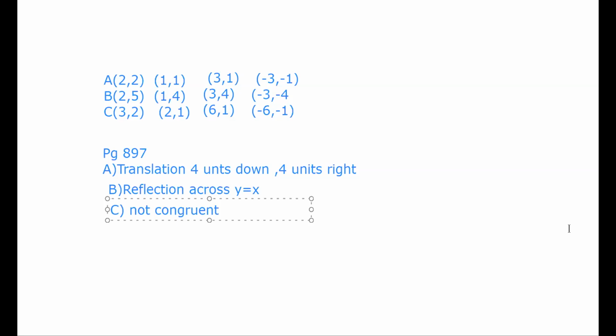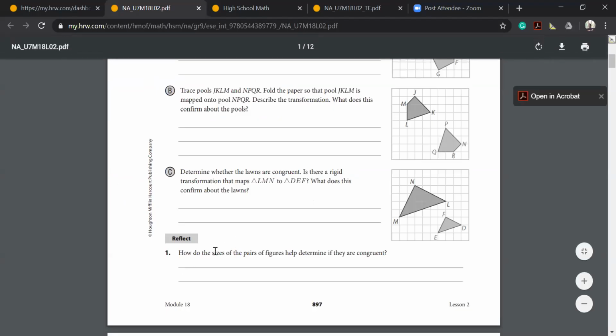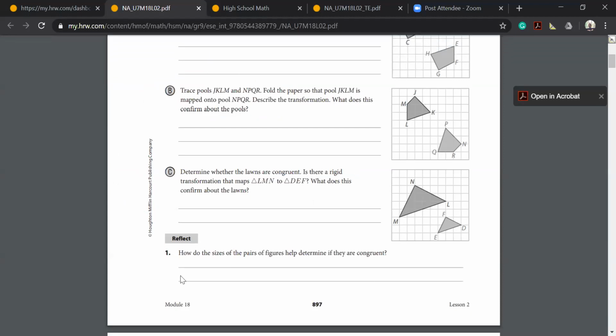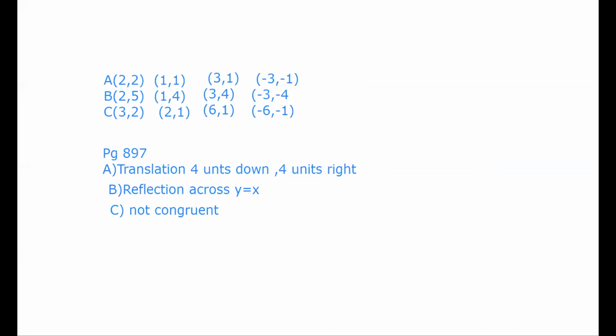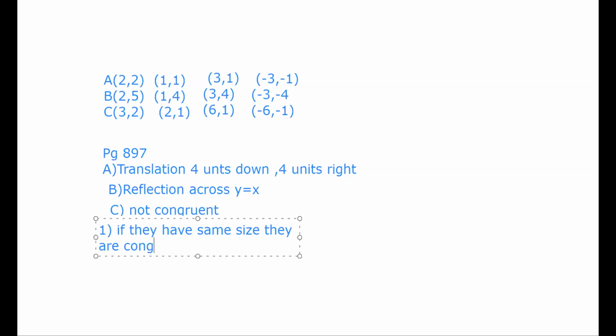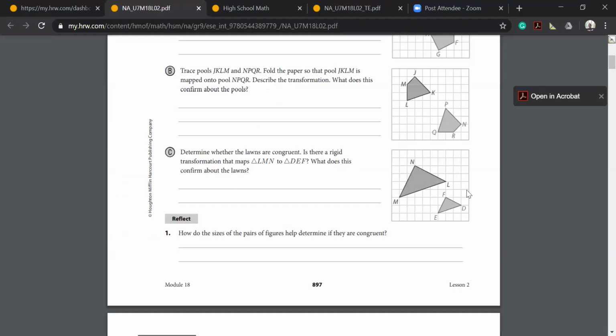Going to reflect one. Reflect one is saying, how do the size of the pairs of figures help determine if they are congruent? If the size are the same, so they are what? Congruent. If the size is the same, so they are congruent. So this is what we are going to write in here for question 1. If they have same size, they are congruent.